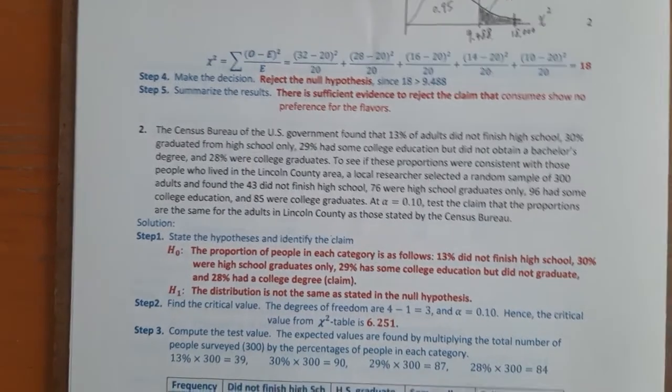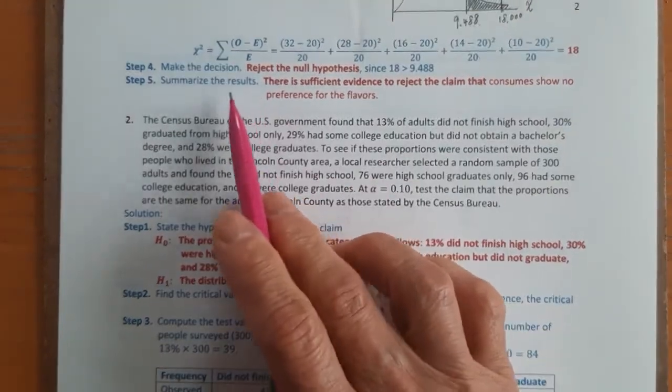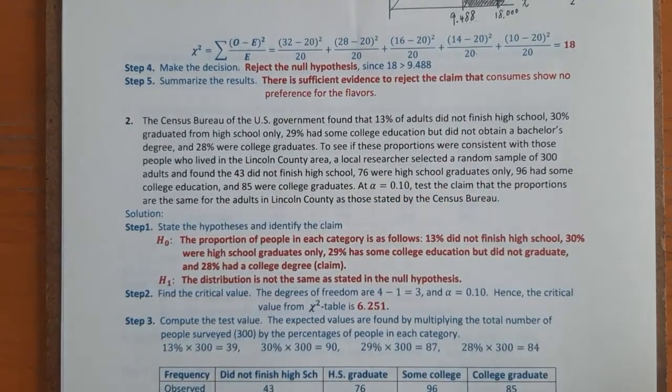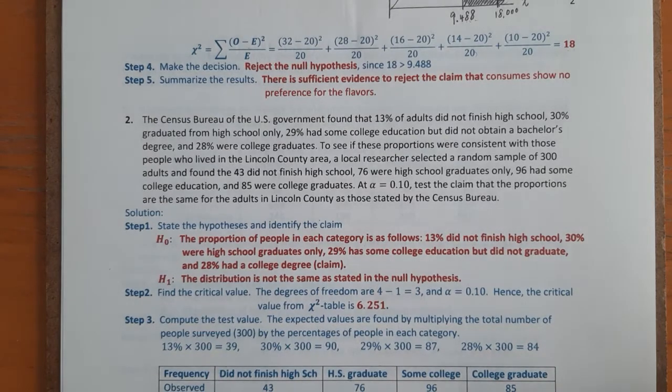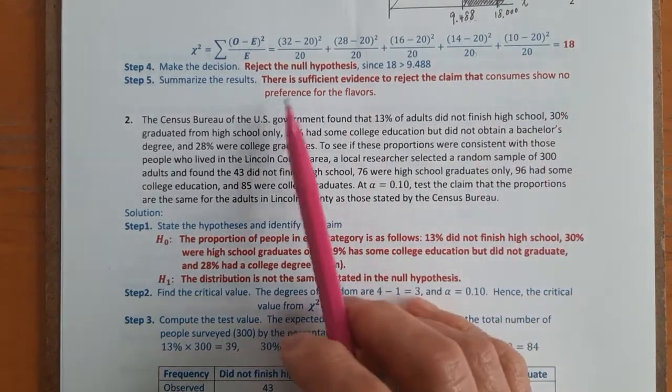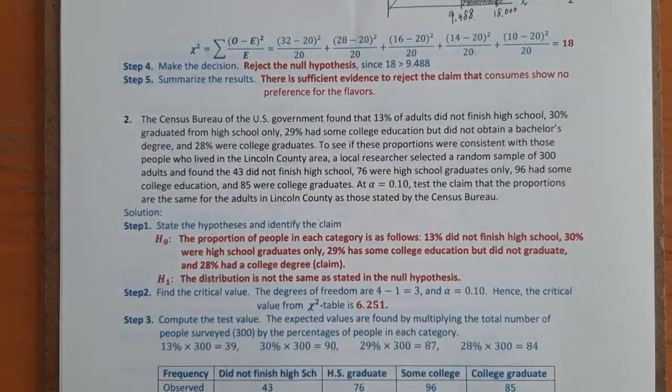For question 2, we always summarize the result by sticking with the claim. The claim is H0 and we reject H0, so we say the sample evidence supports rejecting the claim. The claim is that consumers show no preference for the flavors.